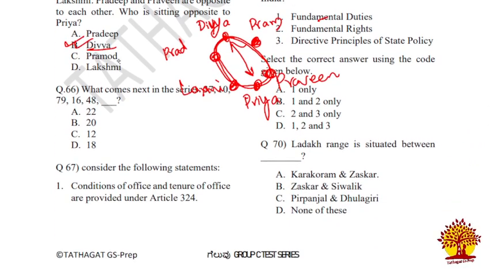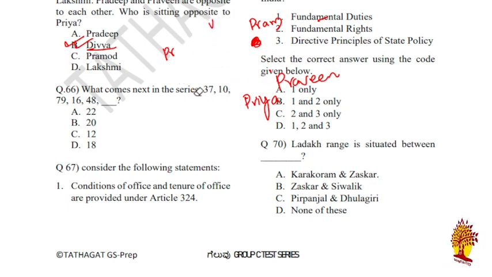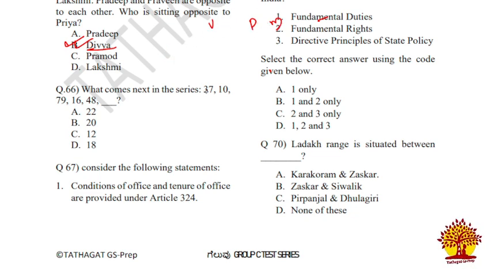Next, last question in the mental ability section. What comes next in the series? The series they have mentioned is 37, 10, 79, 16 and 48. What will come here?